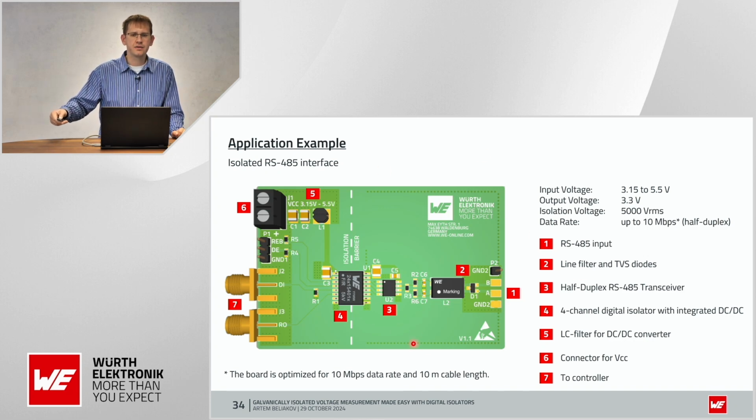On the right side of the board you can see the line filter and half duplex RS485 transceiver. Then in the middle of the board you can see the digital isolator, a 4-channel digital isolator with integrated DC-DC converter. Then we can see the input filter for isolated DC-DC converters, and a few connectors. This connector is for power supply of the digital isolator, and this connector for high frequency signals.